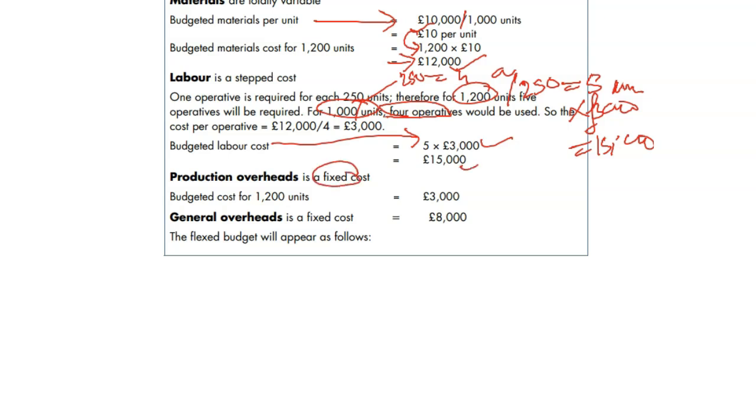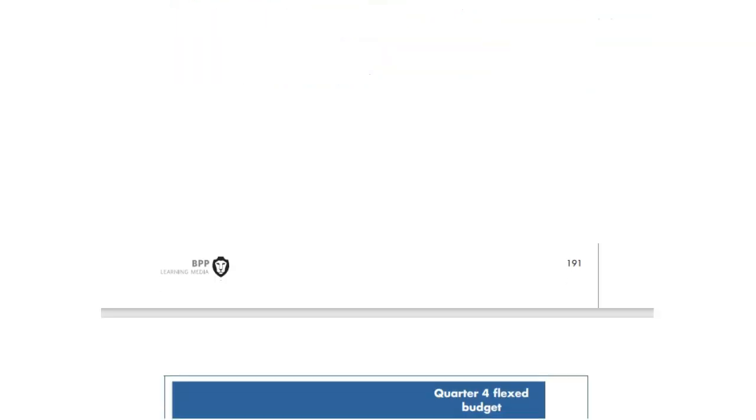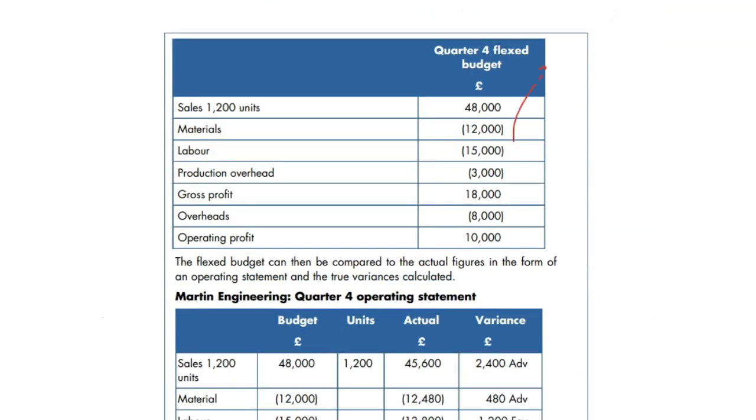And fixed cost remains fixed. Whether you produce 1,000 units, 1,200 units, 12,000 units, no matter. Your production overhead is fixed. Your general overhead is fixed. So these two will be unchanged in our flexible budget. This is our flexible budget now.